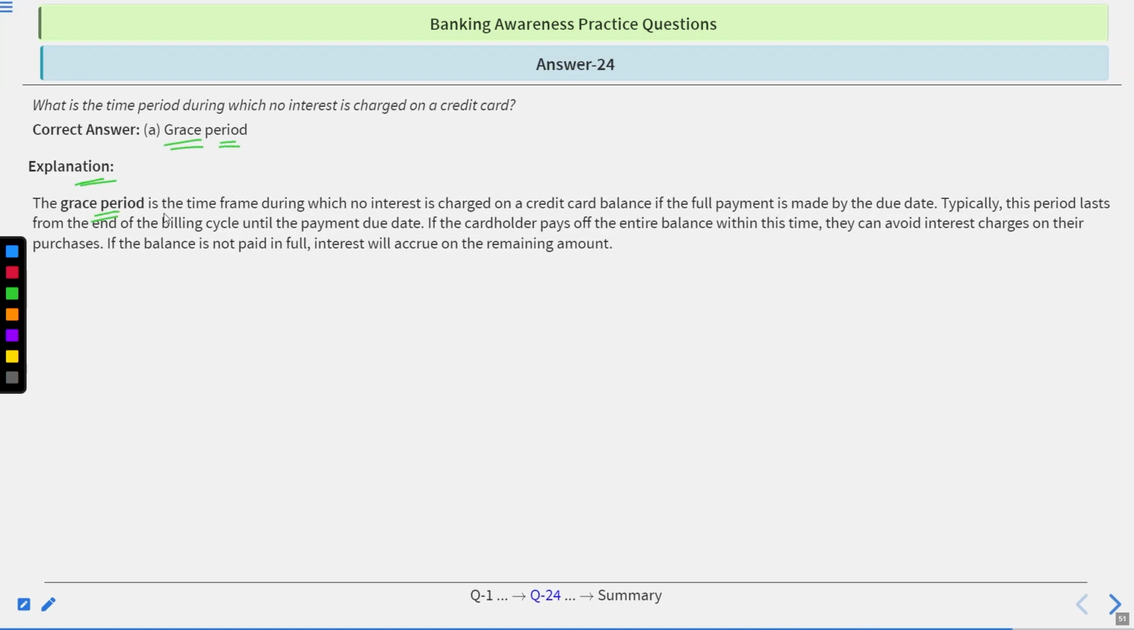Explanation: Grace period is a time frame during which no interest is charged on a credit card balance if the full payment is made by the due date. Typically, this period lasts from the end of the billing cycle until the payment due date. If the cardholder pays off the entire balance within this time, they can avoid interest charges on their purchases. If the balance is not paid in full, interest will accrue on the remaining amount.